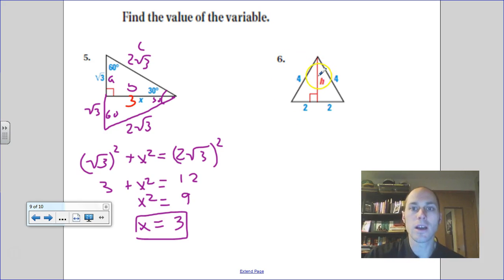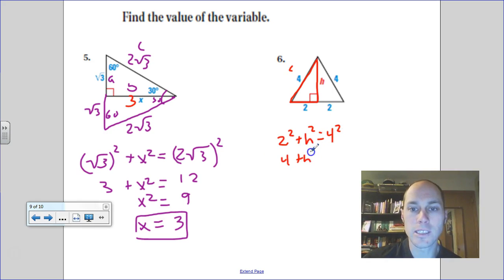Number 6, they've drawn the equilateral triangle in and split it up. We're trying to find the altitude. So all the sides are length 4, but if we split it in half, now we've got 4, 2. How do we find h? A, b, and c. So 2 squared plus h squared equals 4 squared. So you've got 4 plus h squared equals 16. Subtract 4 from both sides, h squared equals 12. Square root, h equals square root of 12.